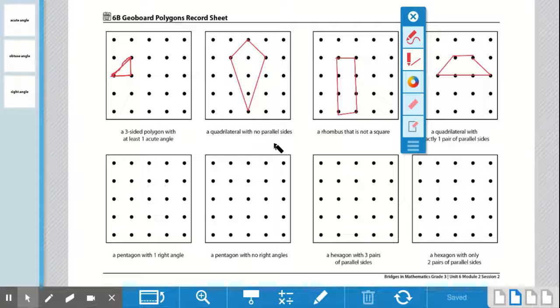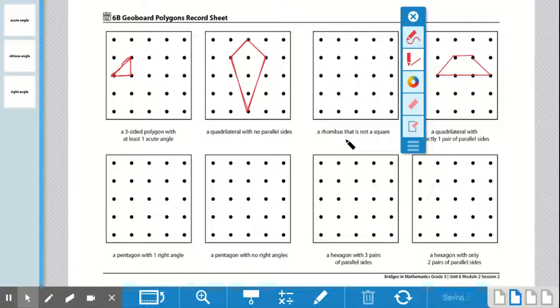A quadrilateral with no parallel sides. That's a kite. Draw this way. Rhombus that is not a square. Wait a minute. That's a rectangle. That's not a rhombus. If you make a mistake, you take the eraser button and erase your polygon and take the pencil one, the line one, and draw again.